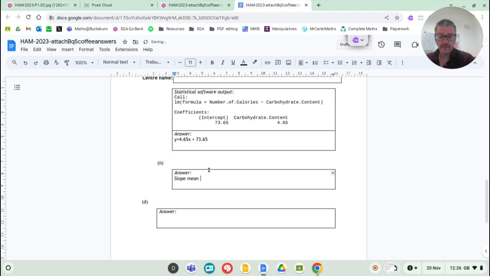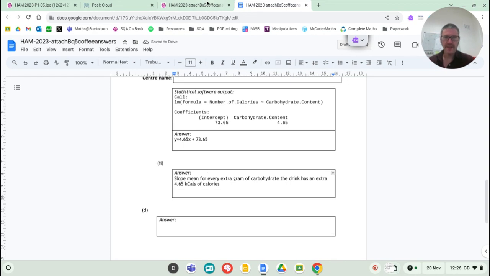slope means for every extra gram of carbohydrate, the drink has an extra 4.65 kcals of calories.